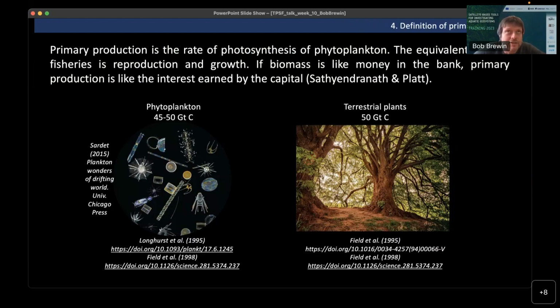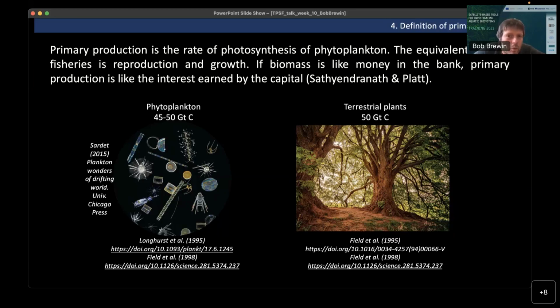It's the equivalent term, in terms of fisheries, to the reproduction and growth of the fish. I like this term. I think that was coined by Schubert and Trevor a while back, saying that if biomass is like money in the bank, primary production is like the interest earned by the capital. So it's a nice way of separating out what biomass and primary production are.